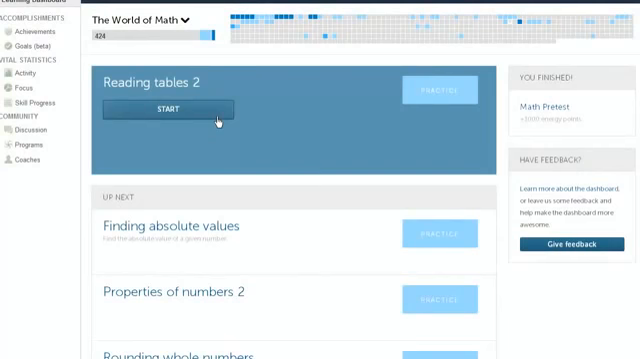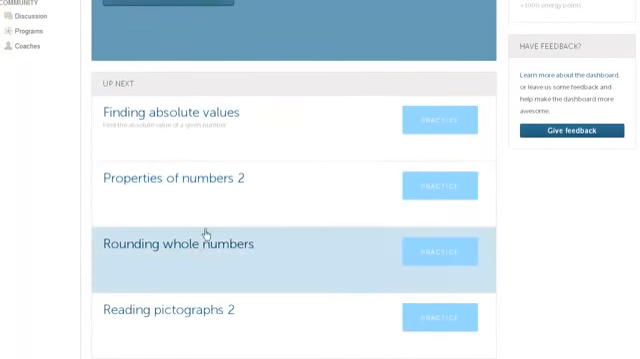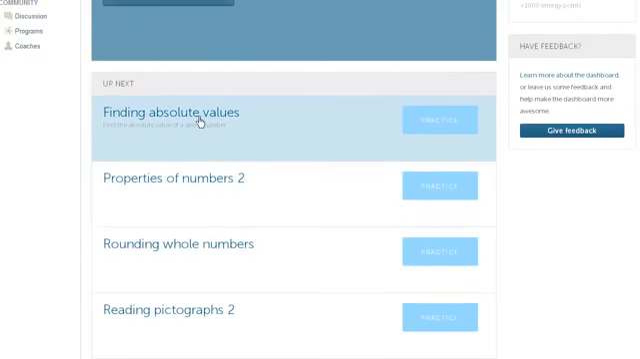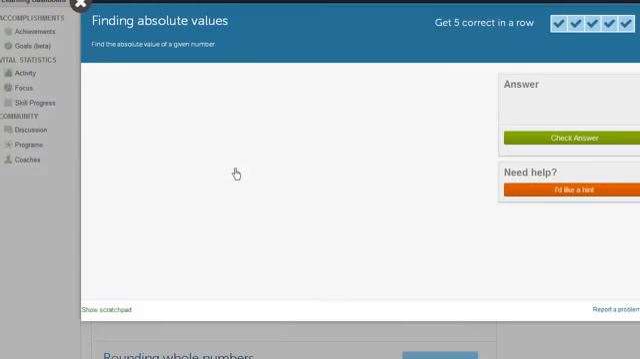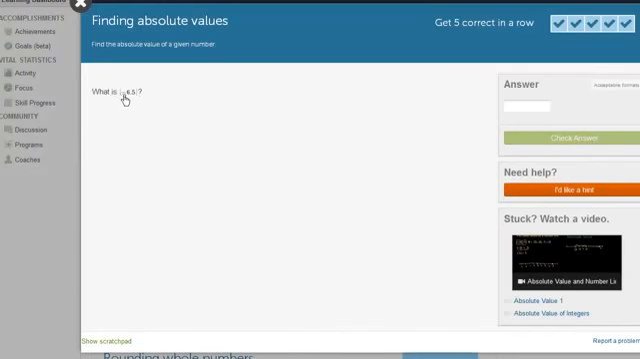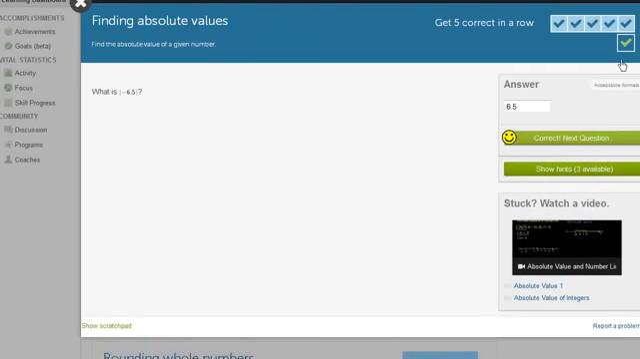This is what the system recommends the most as the next best thing, but then there's other things that it thinks I should also be working on right now. So say finding absolute values. What is the absolute value of negative 6.5? Well, that's 6.5. Likewise, we still have videos there, and I got 1 out of my 5 correct.